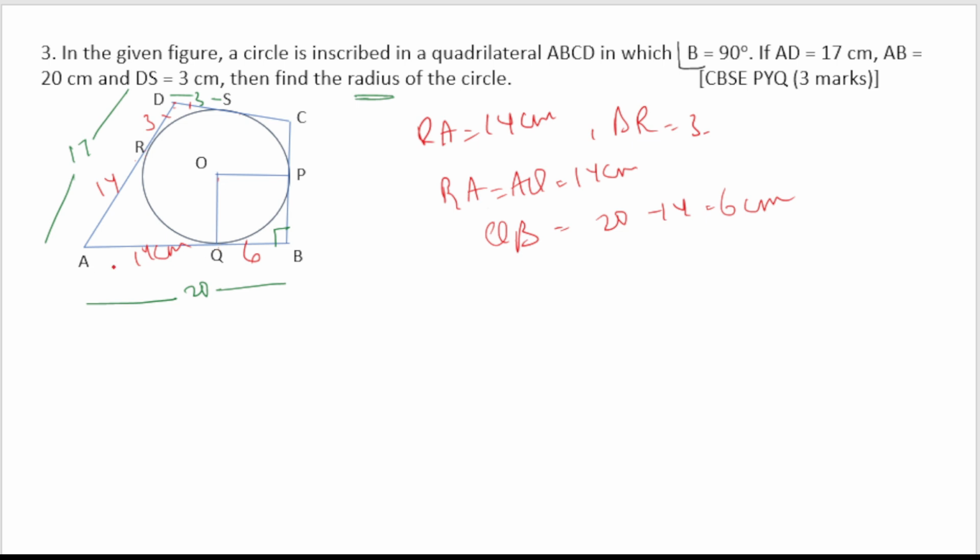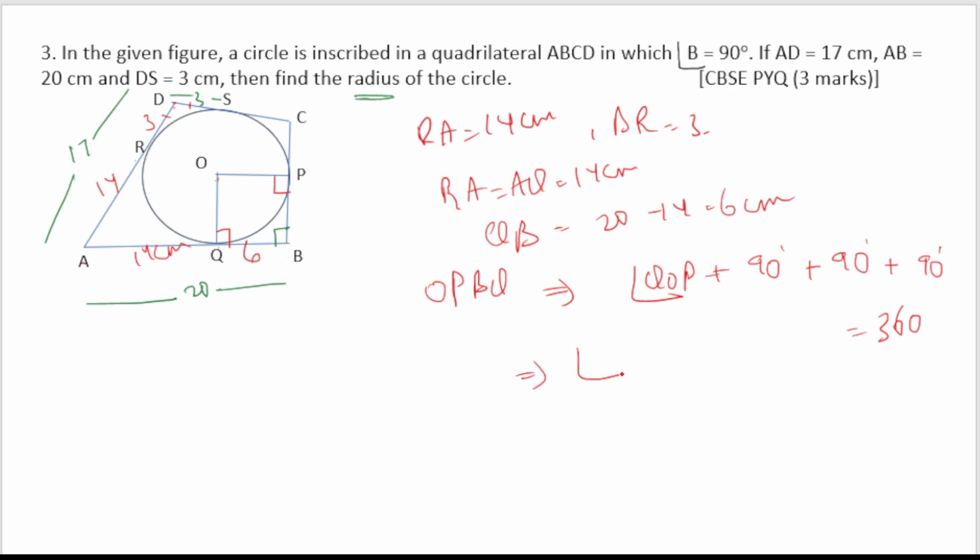So this OQ is radius and AB is tangent. Radius is perpendicular to tangent. So this angle is 90 degrees. And OP is radius, BC is tangent. So this angle is also 90 degrees. This forms a quadrilateral. OPBQ is a quadrilateral. And we will add all the angles. Angle QOP plus angle P, which is 90 degrees, plus angle B, 90 degrees, plus angle Q, which is 90 degrees, is equal to 360 degrees. So angle QOP is equal to 360 degrees minus 270. It is 90 degrees. See, this angle is also 90 degrees.